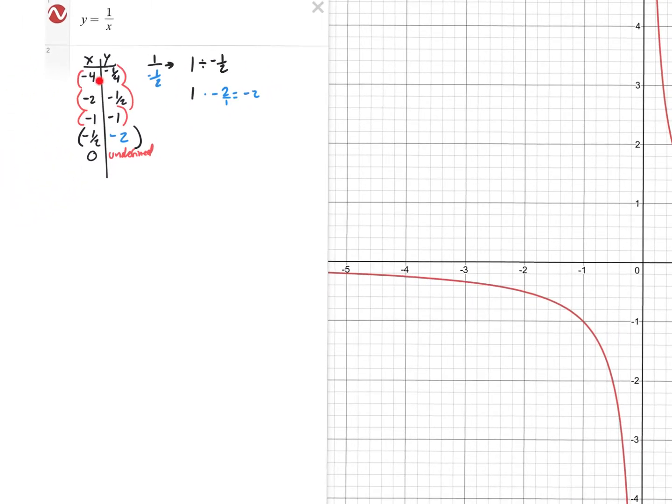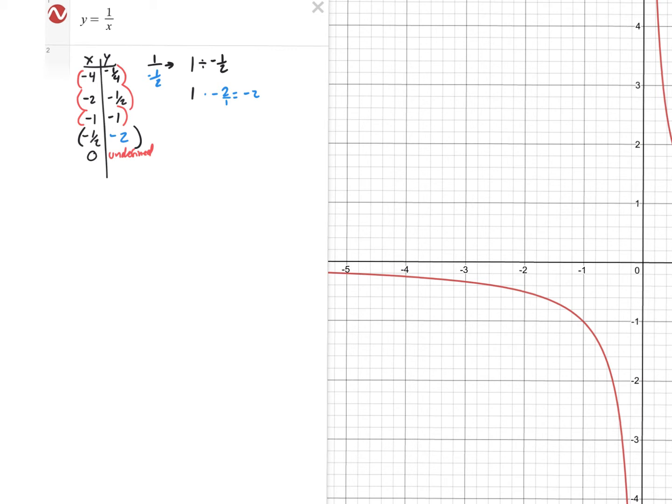So when we look at that, over here, the first coordinate, -4, -1/4, you go out to -4, and it's only 1/4 of the way down, right? But then you go -2 and -1/2, and then you're halfway down, right? And then -1, -1. And then you go -1/2 and then -2. So -1/2 is right here, and then -2 is right there, right? So as you can see, going to the left, it infinitely approaches the x-axis. Going to the right, it infinitely approaches the y-axis.